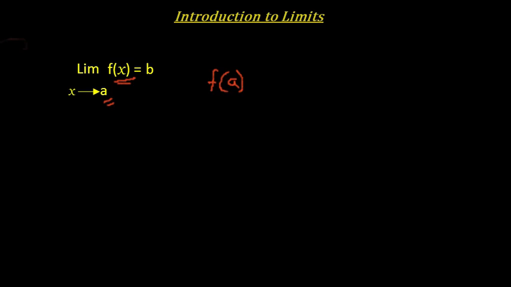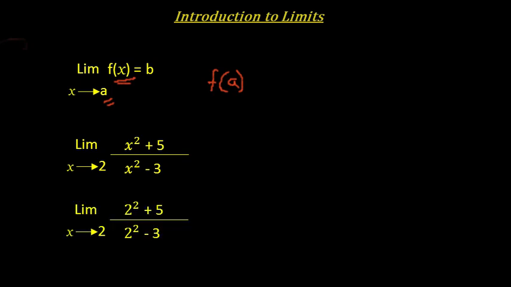So let's take an example. In this example, f of x is this function. All we want to know is the value of this function at x equal to 2. It can be found simply by substituting 2 in place of x. When we substitute 2 in place of x, we get 2 square is 4, plus 5, divided by 4 minus 1, which is equal to 9. So this is a very straightforward case of substitution.